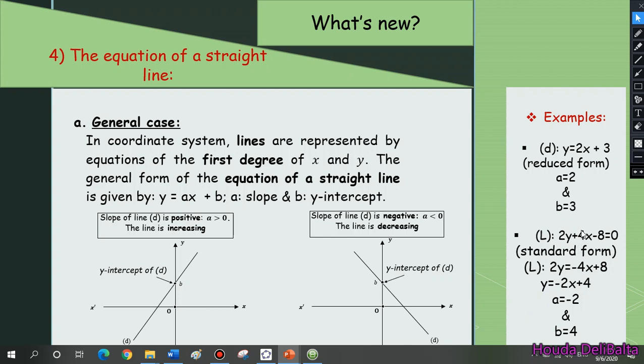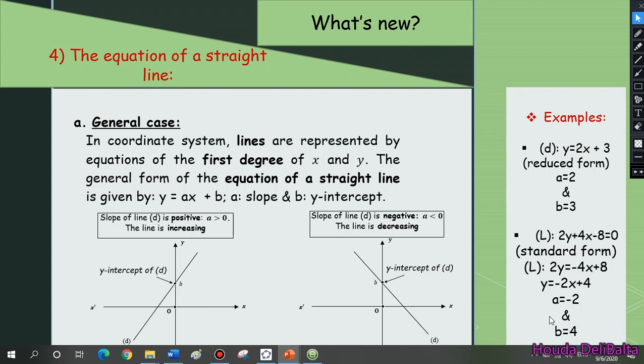So I start taking the other values to the other side, then 2y is minus 4x plus 8. Then dividing all of this equation by 2, I will get that y equals minus 2x plus 4. Then what is the slope? The slope is minus 2, as you see here, the coefficient of x, and the y-intercept is 4.